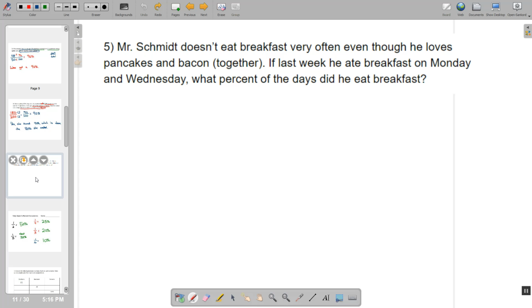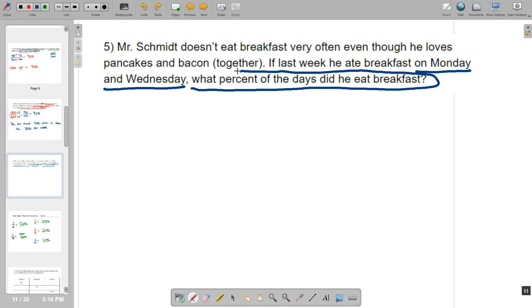Mr. Schmidt doesn't eat breakfast very often, even though he loves pancakes and bacon together. Those are awesome. If last week he ate breakfast on Monday and Wednesday, what percent of the days did he eat breakfast? So we know that there are 7 days in a week. I hope we know that there are 7 days in a week. And he ate breakfast on 2 of the 7 days.